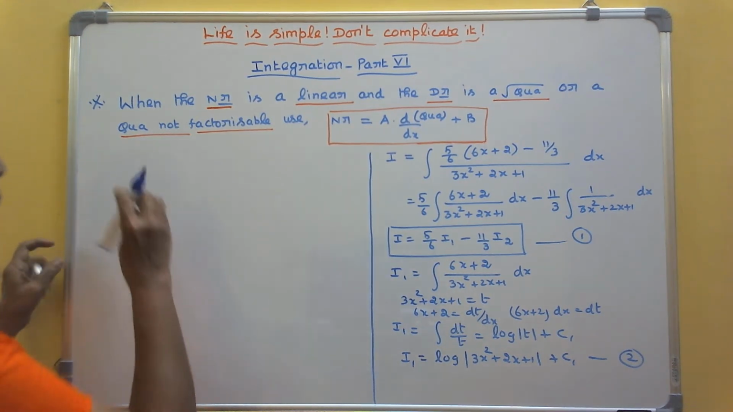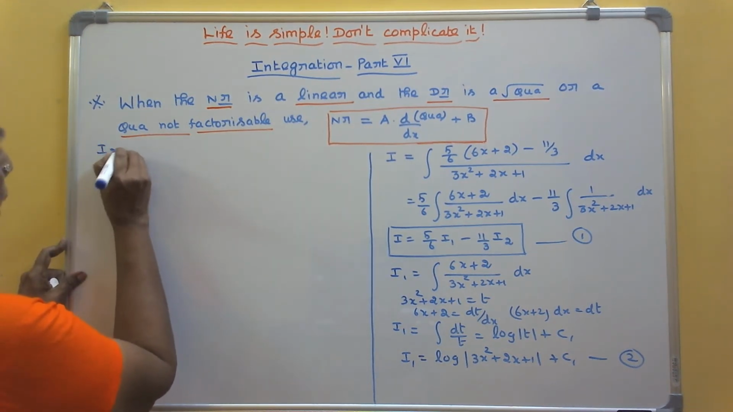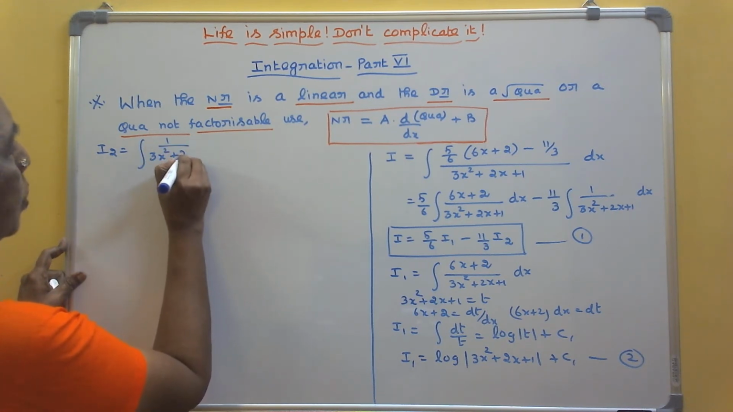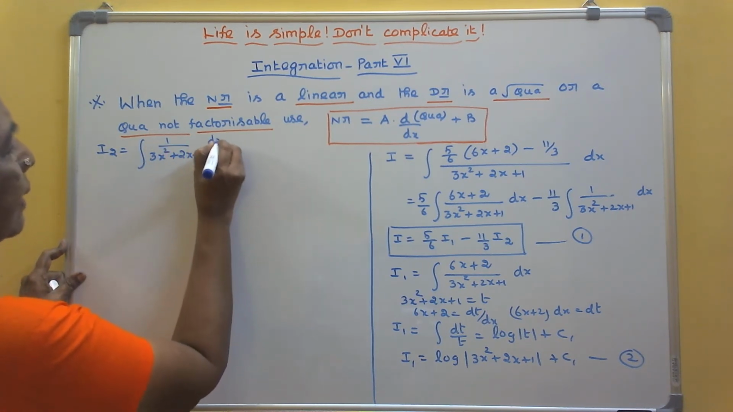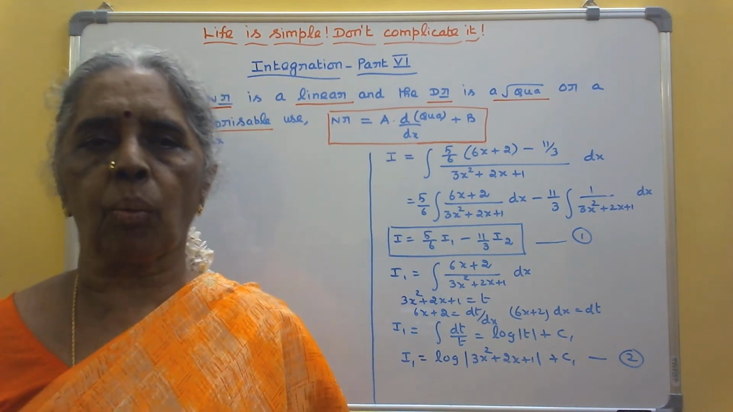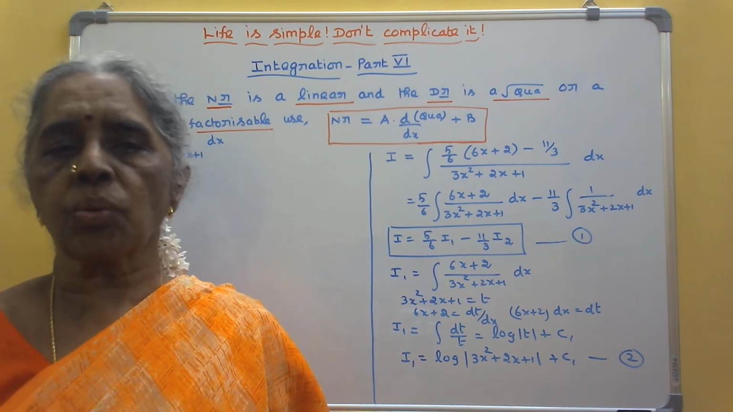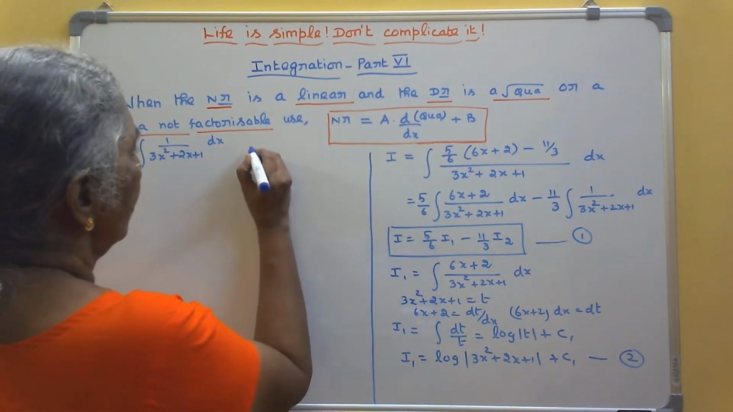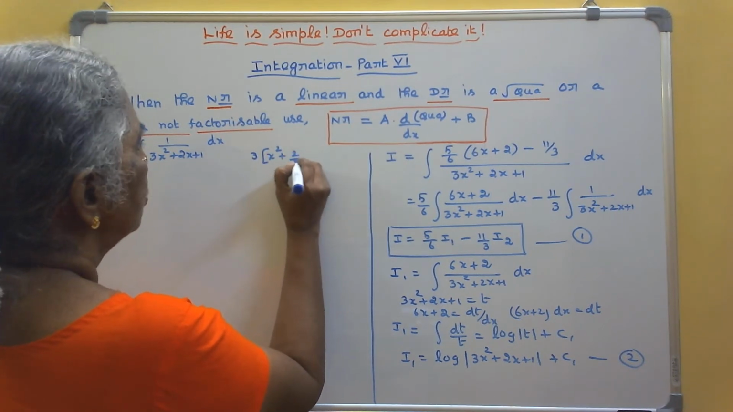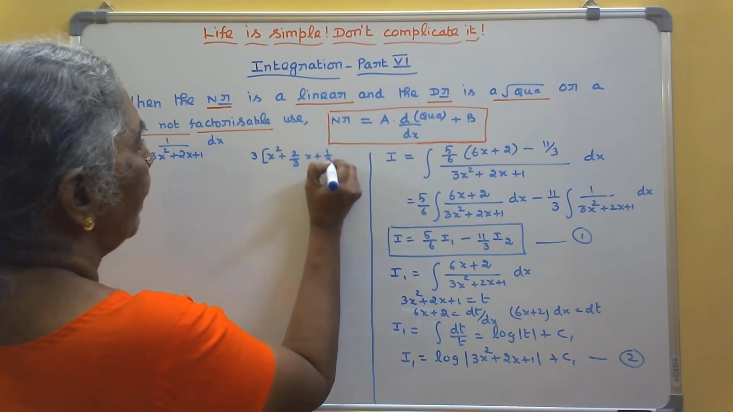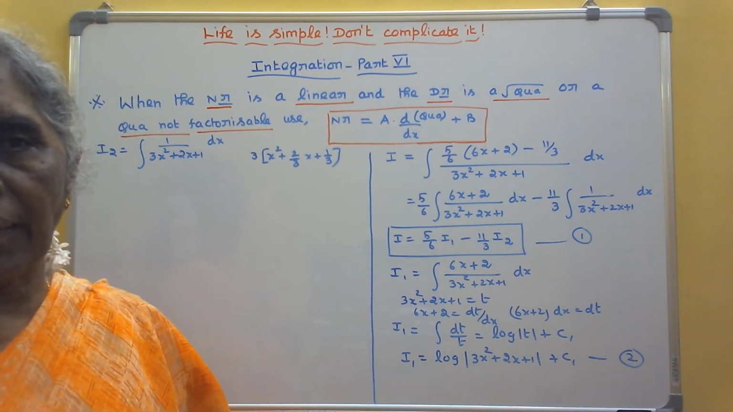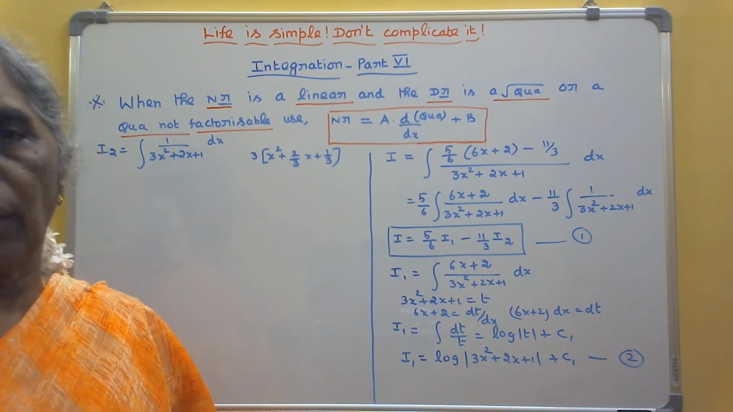Now I2 is integral 1 by 3x squared plus 2x plus 1 dx. Already I told you the numerator is a constant, the denominator is a quadratic, not factorizable. Use completing the square method. So now you take the 3 out, you will get x squared plus 2 by 3x plus 1 by 3. Okay. So 2 by 3, if you divide by 2, you will get 1 by 3. If you square it, you will get 1 by 9.